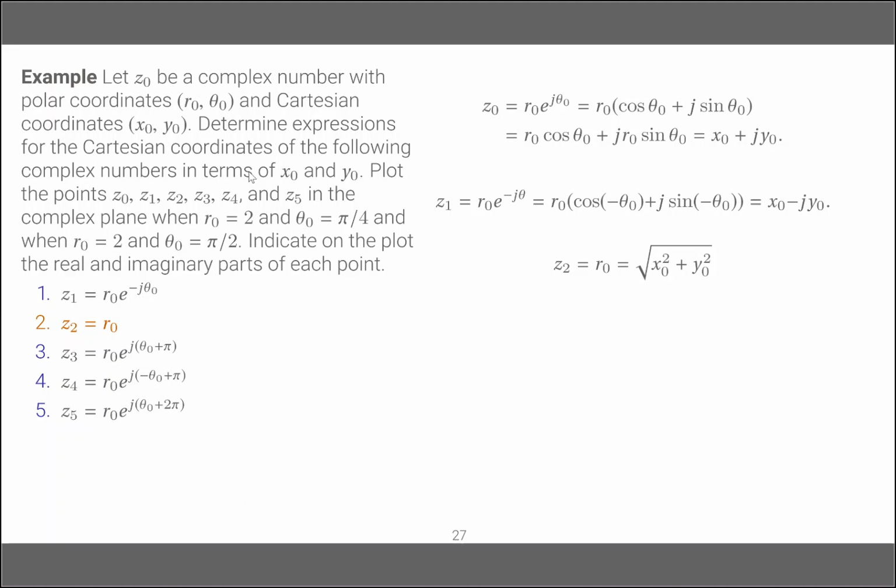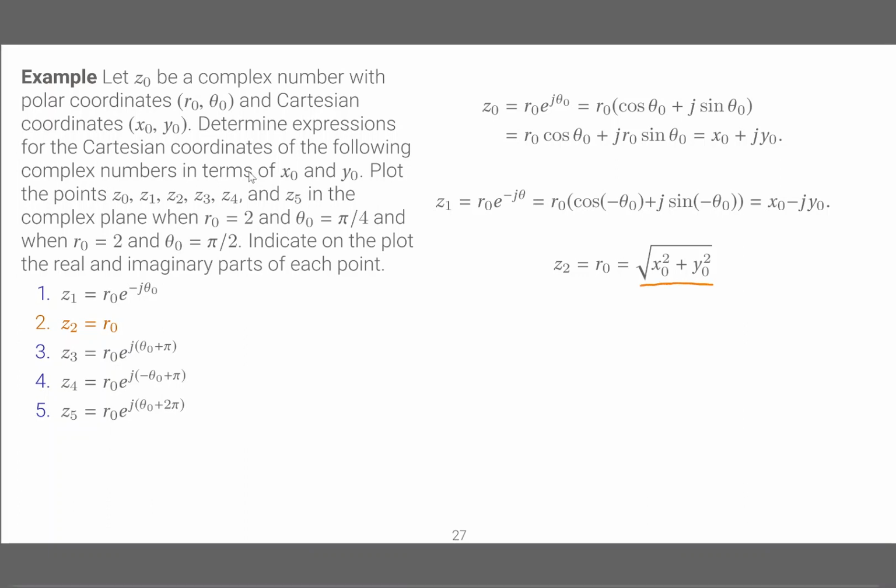Then when you consider z2, it is r naught. So r naught is actually the square root of x naught squared plus y naught squared. Therefore you can see that it describes a circle in the complex plane.